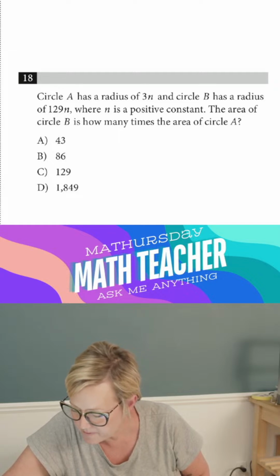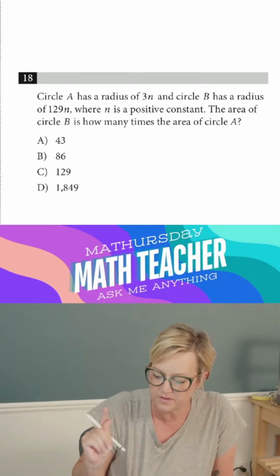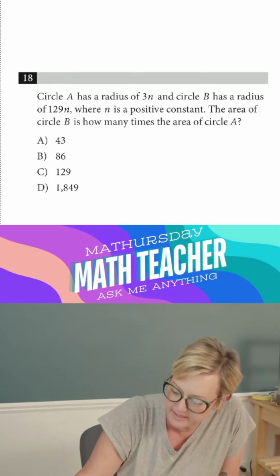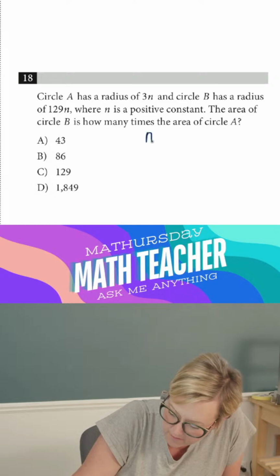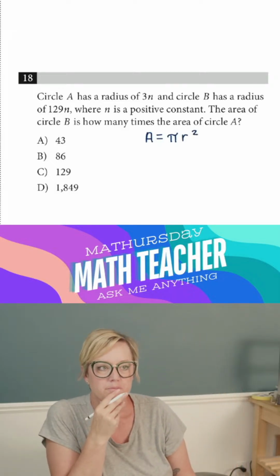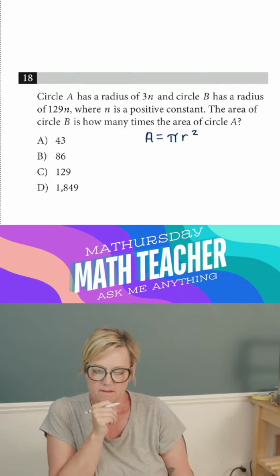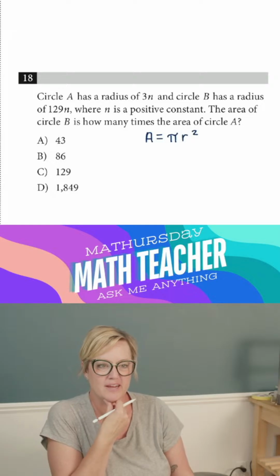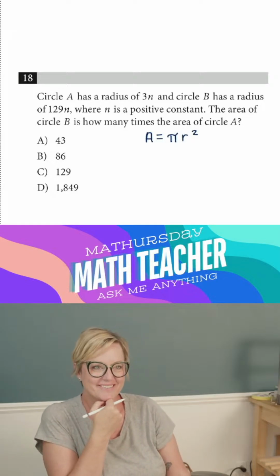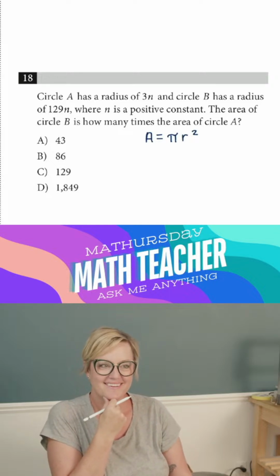Now, one thing to keep in mind is that for the area of a circle, the SAT does give you the formula for area, and area is pi r squared. Okay, so you do get that formula. All right, I'm going to give you guys another minute to work through this one, and then we'll get into it.